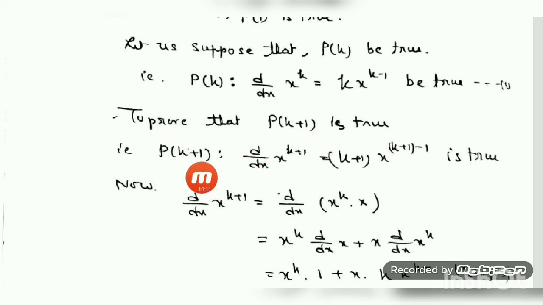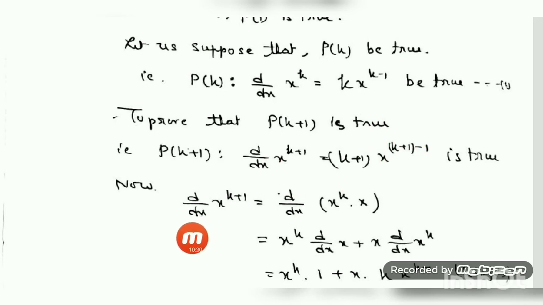What is P of k plus 1? d/dx of x to the power k plus 1 is equal to k plus 1 into x to the power k plus 1 minus 1. That means you can write it in simplified form as x to the power k. We have to prove that this is true. So I'll consider from this side. But don't write it as left hand side, okay? Because for our convenience, I have written this step.